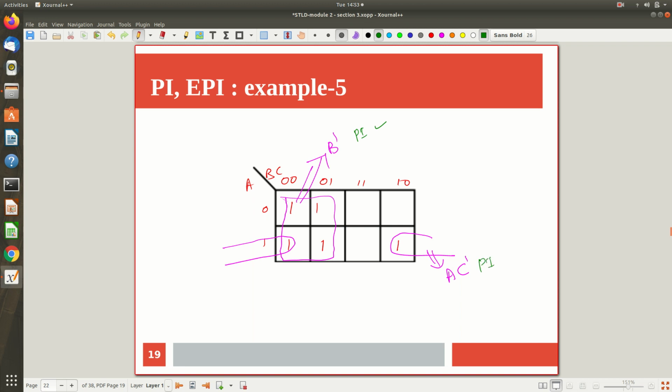And what about essentiality? Both are essential also. You can see why this is an essential prime implicant, and similarly why this is an essential prime implicant. Okay, let me mark the reason also. The reason is certain minterms. If you are looking at this grouping, it is special because of this one.